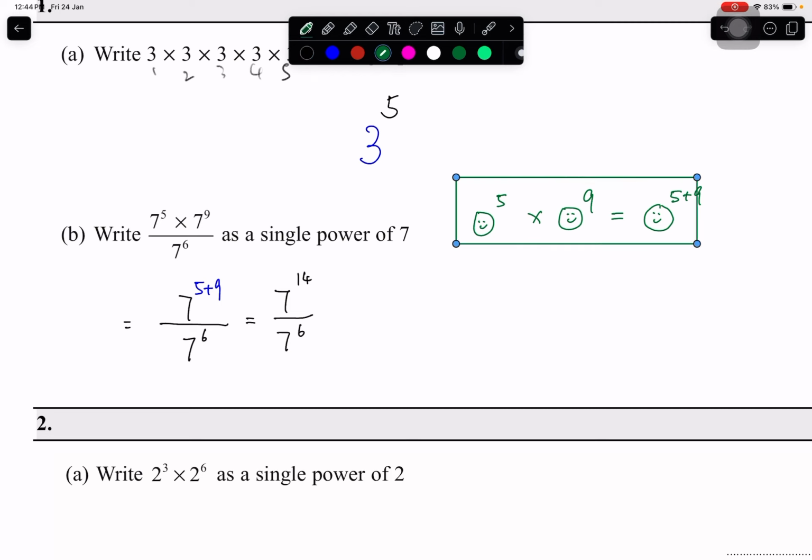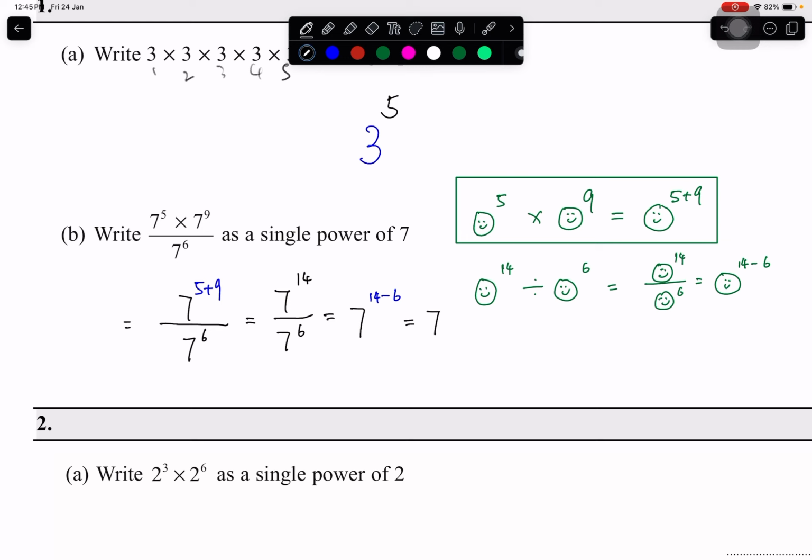We have a second rule for when we're trying to divide, okay? Let's say this is 14, right? Divided by the same base of the 6, which is equal to what we've seen just now: 14 over smiley face to the power of 6, which is equal to the smiley face, same base, but then it becomes a subtraction at the exponent, 14 minus 6 on the top. So you're going to have 7 to the power of 14 minus 6, and that's equal to 7 to the power of 8.